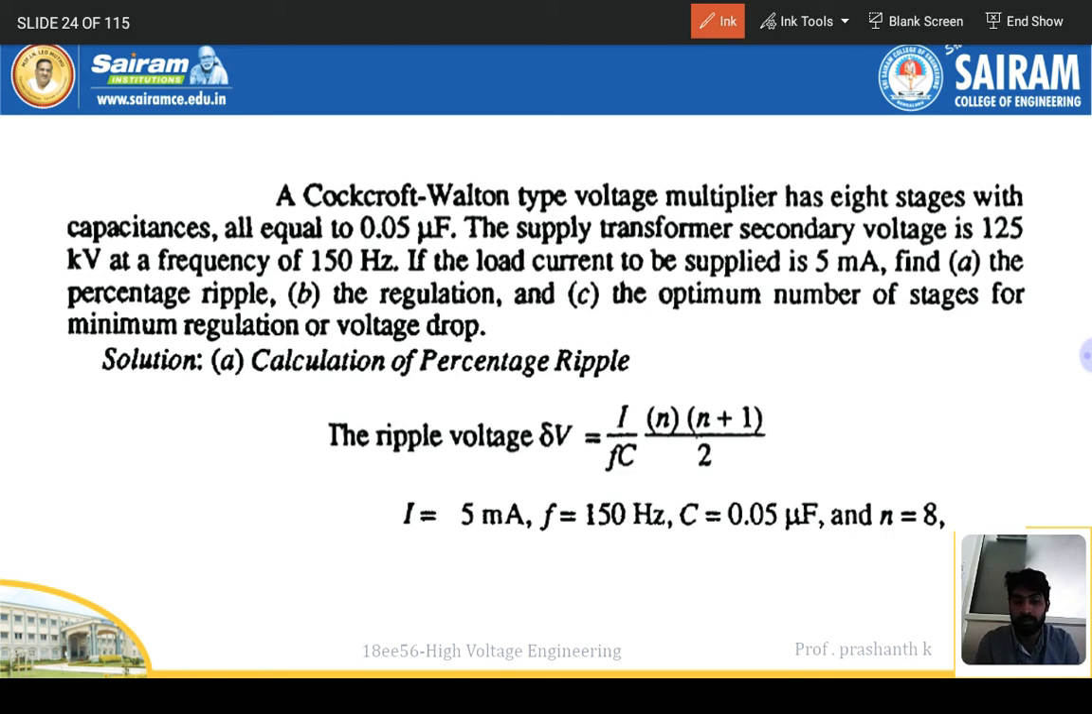First is percentage ripple. For that we want delta V and 100. What is the percentage ripple? Delta V into 100 divided by 2 n V max. Everything is given. I is given as 5 milliamps, and 150 hertz is the frequency. C is 0.05 microfarad, and n is 8 stages.